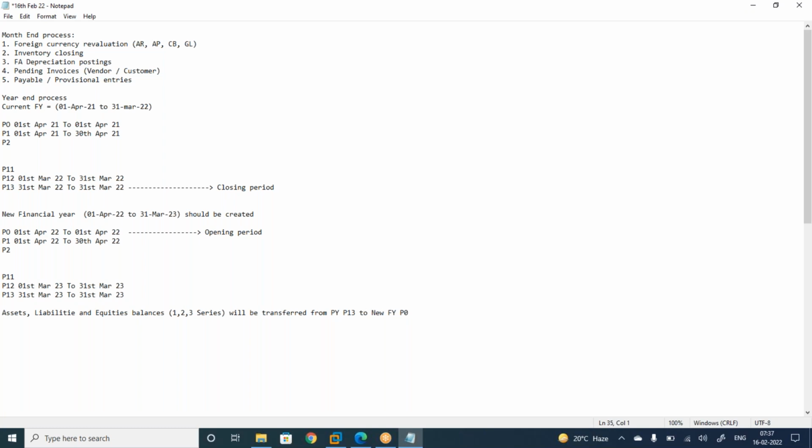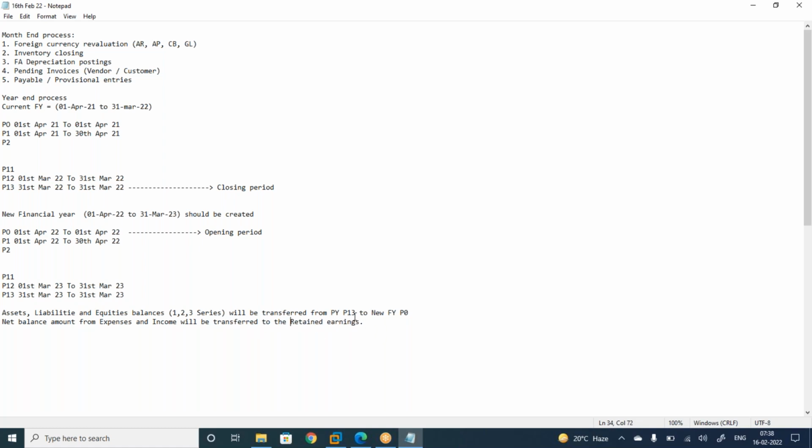That one is the net effect, the net amount from expenses and incomes. Income will be transferred to retained earnings. The net balance amount, or net amount, whatever it may be, from expenses and income will be transferred to the retained earnings.